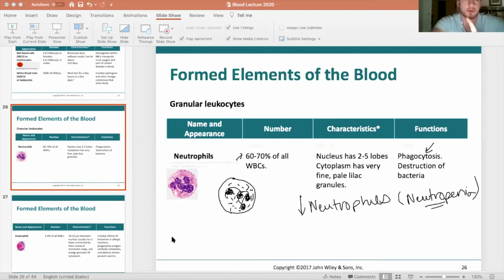I do have a question about these. Sure. Could these be classified as T cells? No, neutrophils are not T cells. They're lymphocytes. Okay. So they're really like scavengers.